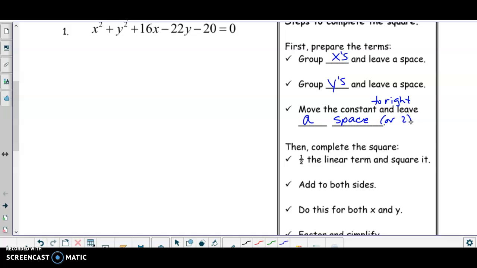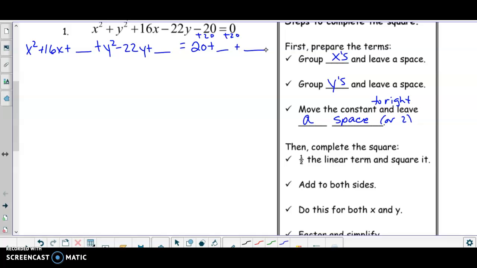So I'm going to group my x's. I'm going to say x squared plus 16x plus blank. You're going to want to write kind of small because this can get long. Plus y squared minus 22y plus blank is equal. We're going to move our constant to the right, 20, and I had 2 blanks, so I need to leave 2 blanks.